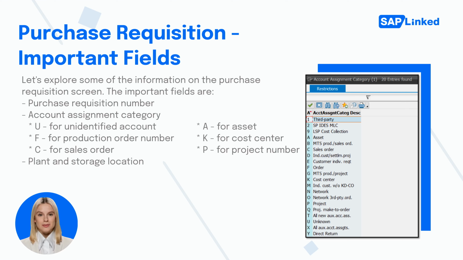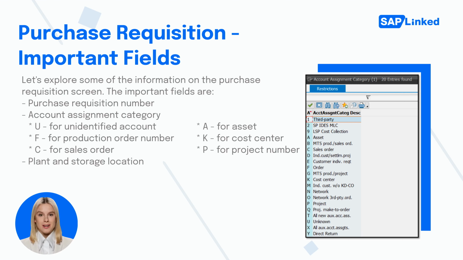Source determination. The system has the ability to automatically choose a source if necessary. The account assignment category determines the type of accounting assignment data needed for a purchase requisition, such as a cost center, cost object, general ledger account, or asset. U for unidentified account, A for asset and subnumber, F for production order number, K for cost center and general ledger account number, C for sales order and general ledger account number, P for project number and general ledger account number. The plant and storage location are entered once the destination for the materials is known.